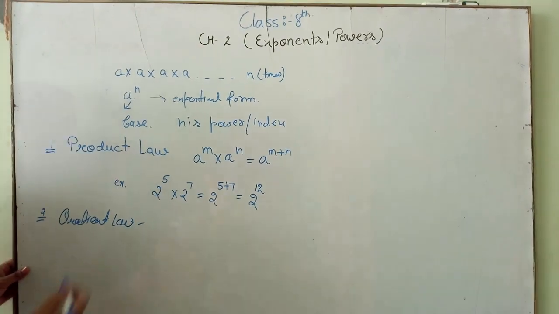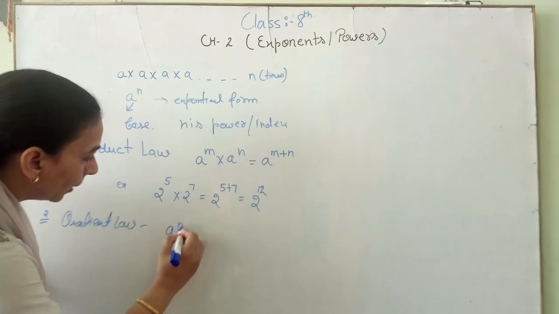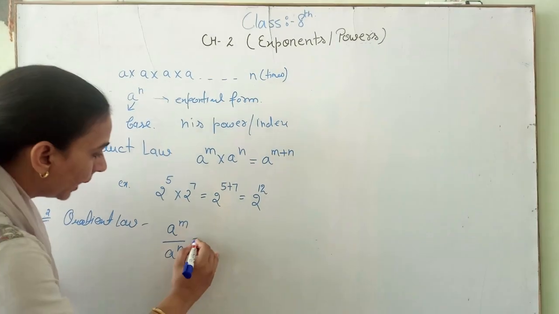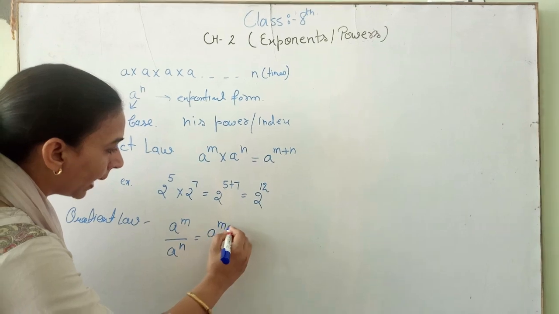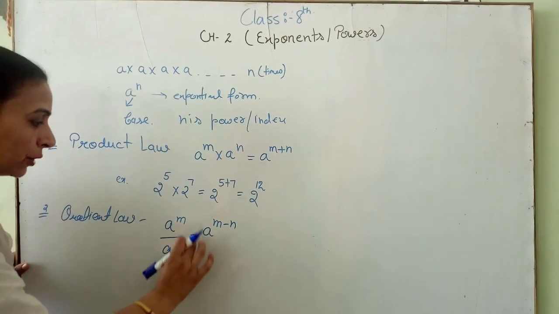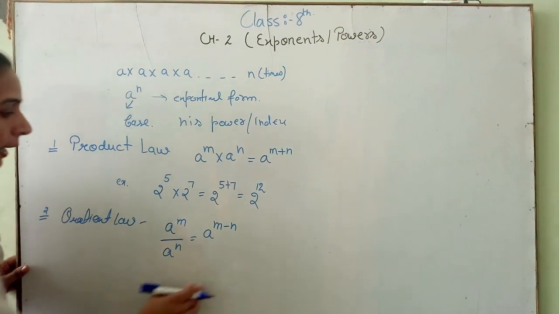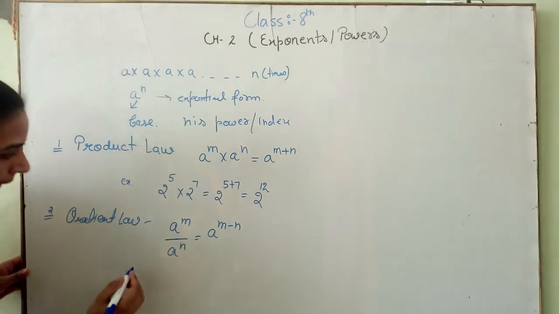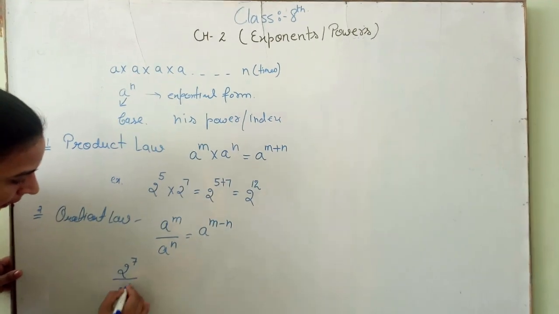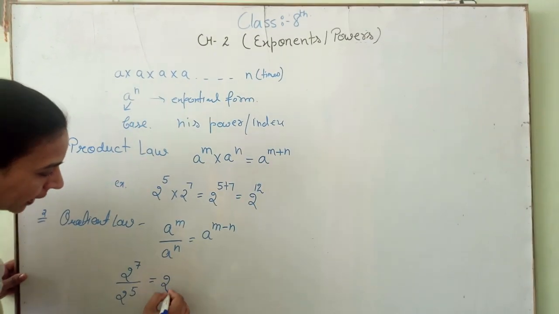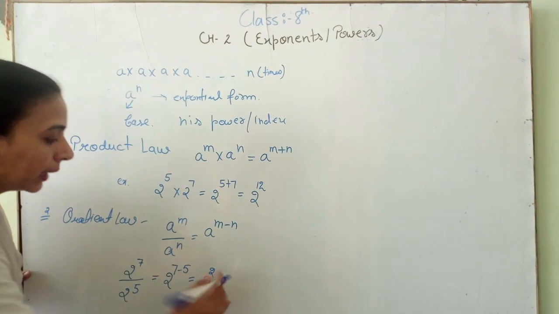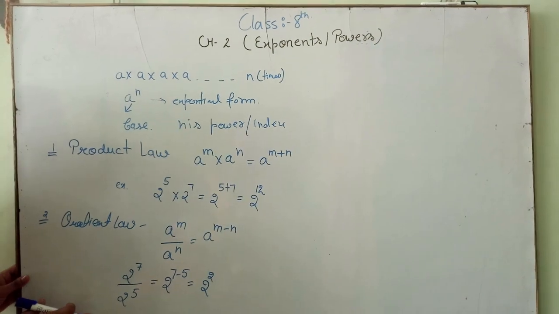If a raised to the power m is divided by a raised to the power n, then we can write this as a raised to the power m minus n. Students, if the base is the same, then the powers should be subtracted. For example, 2 raised to the power 7 divided by 2 raised to the power 5 is 2 raised to the power 7 minus 5, and this is equal to 2 raised to the power 2. This is our quotient law.